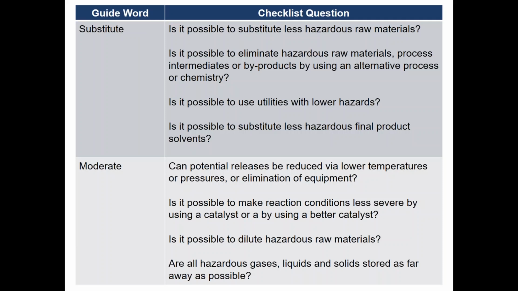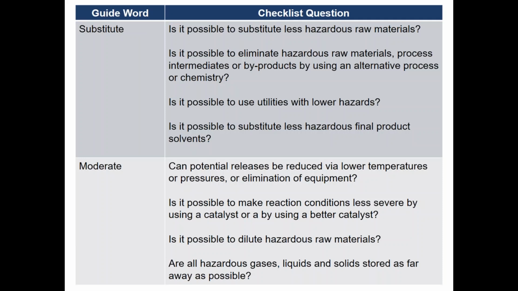And moving on to moderation checklist questions. Checklist questions include, can potential releases be reduced via lower temperatures or pressure or elimination of equipment? Basically, this question poses whether a process can be operated at less severe conditions using any other route. For example, can design upgrades improve the thermodynamic or kinetic efficiencies of reactors, like improved mixing or heat transfer, to reduce the operating temperatures or pressures at your plant? Or can you change the order in which raw materials are added to reduce the temperatures or pressures?